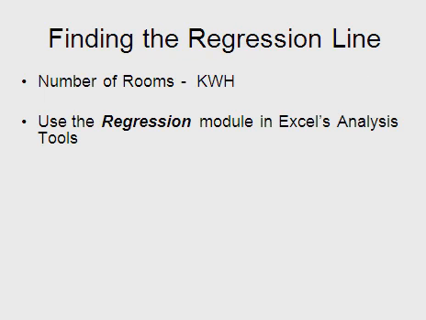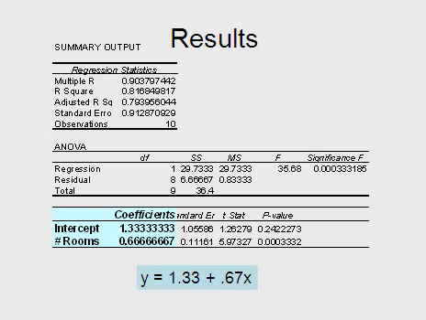So in any case, I want to find the regression line that best fits the data. So what I want to do is find the value of A and the value of B that best fits the data for the number of rooms in a house and kilowatt hours. And what I'm going to do is use the regression module in Excel's analysis tools.